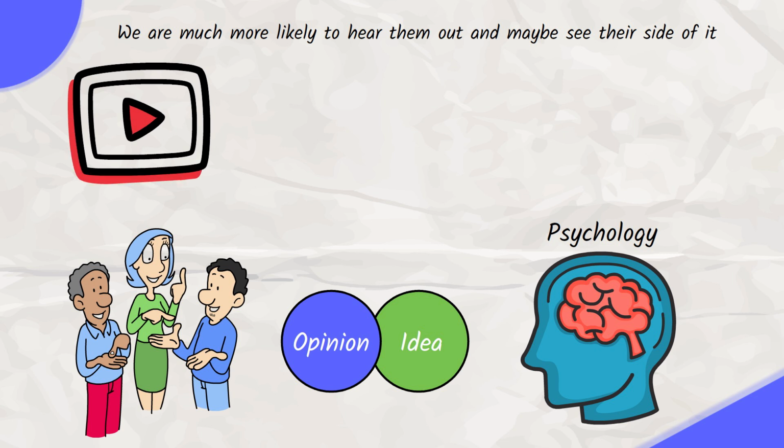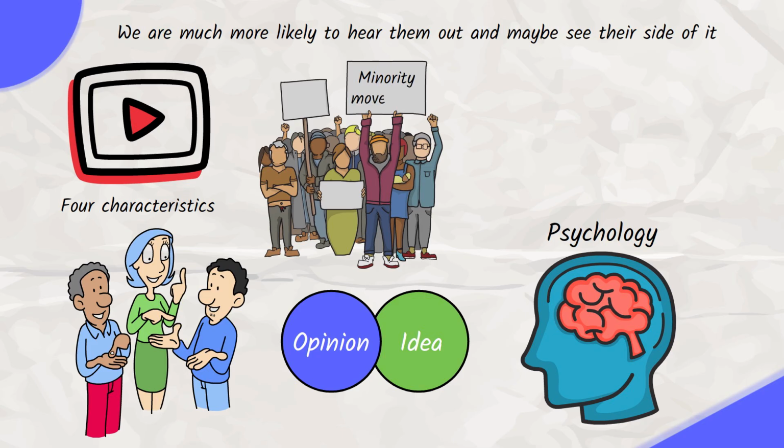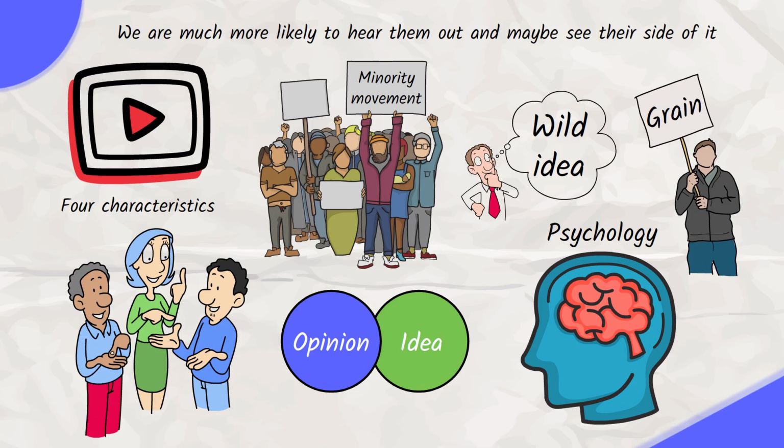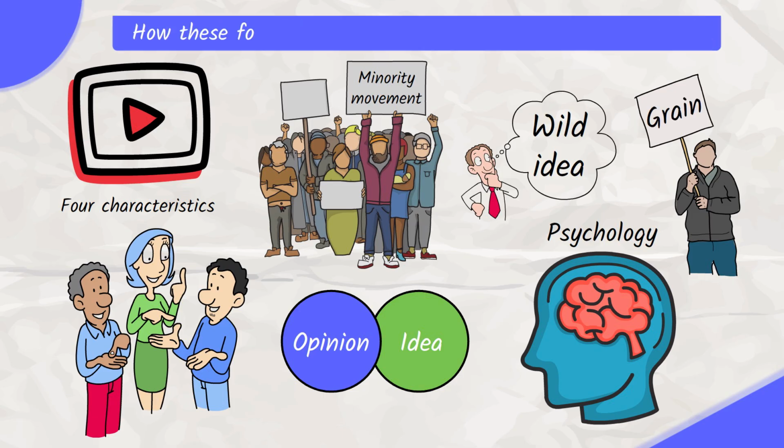But this video is coming to an end, so let's wrap it up. These 4 characteristics make it easier for a minority movement to influence others. If you have a wild idea or find yourself wanting to go against the grain, it might be helpful to see how these 4 characteristics can help you change the world.